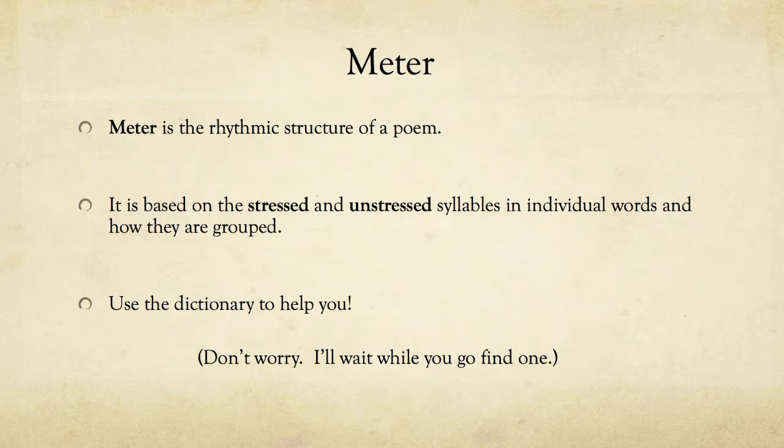Meter is the rhythmic structure of a poem, and it's based on the stressed and unstressed syllables of individual words and then how those words are grouped. Now, sometimes it's difficult to figure out where the stress is in a word, particularly words that are 3 or 4 syllables long, and you're going to drive yourself nuts trying to go, is it people or is it people? Or however it is. So one of the ways that you can figure this out is use the dictionary. It doesn't matter if it's a paper one or online, but go to the bookshelf, find the dictionary, dust it off, and you can look it up, and it will tell you where the stress is.